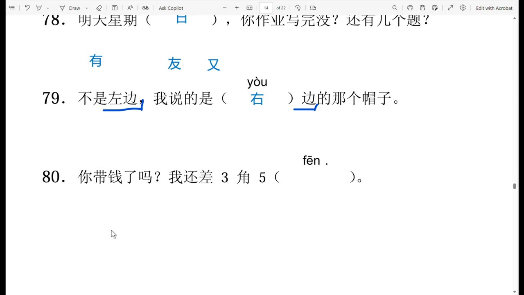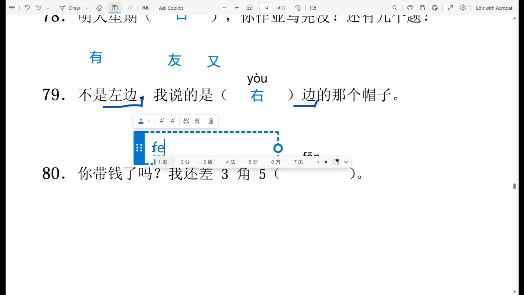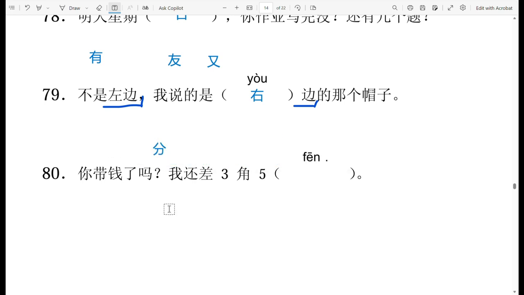And then the last sentence, we have fen. Here again, the character you have written as fen is this one, which means to separate or a part of something, a component. So let's read the sentence and see if that makes sense. 你带钱了吗? Did you bring money?